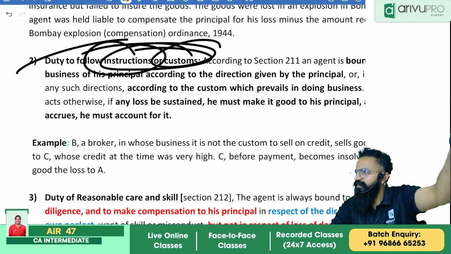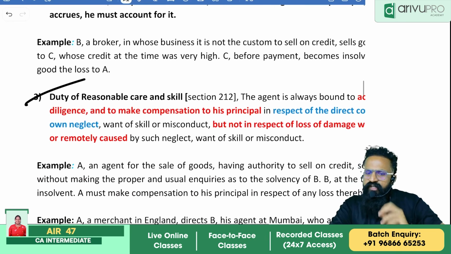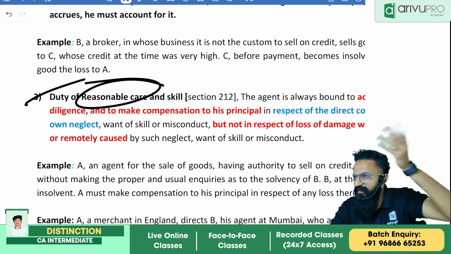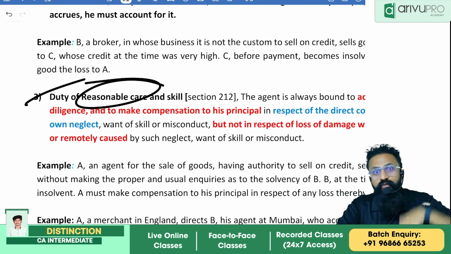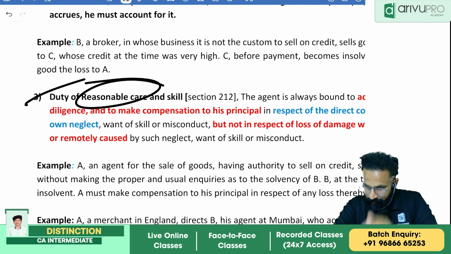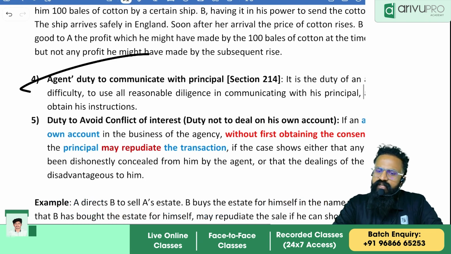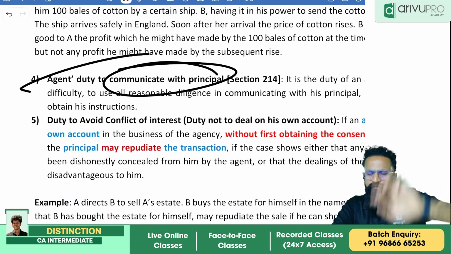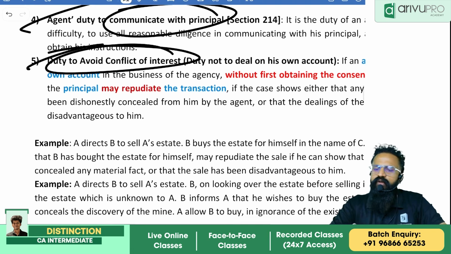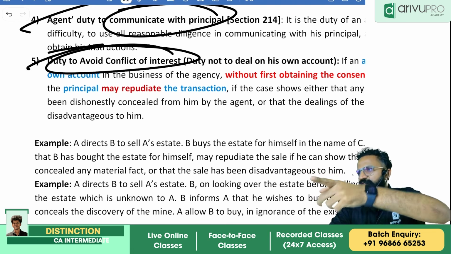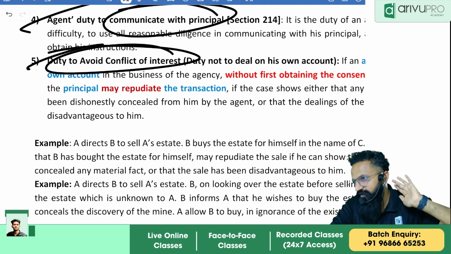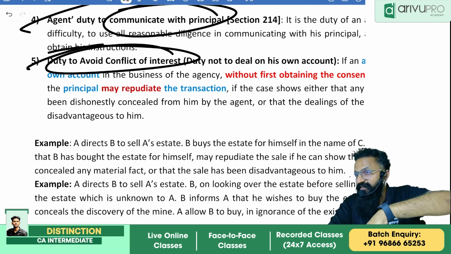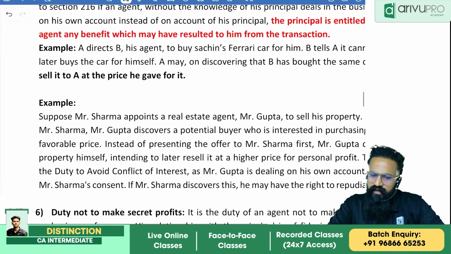In your trade, is it regular to give some goods on credit? Then give. Okay. Next one is duty to take reasonable care. I will give it on credit, provided you use your brain a little. Is that person worthy to get the goods on credit? Use your brain. Next one, agent's duty to communicate with the principal. Whenever you are not able to make decisions, it is a duty to communicate with the principal. Duty to avoid conflict of interest. One more point for this is you cannot make secret profits. So you cannot deal on your own account.